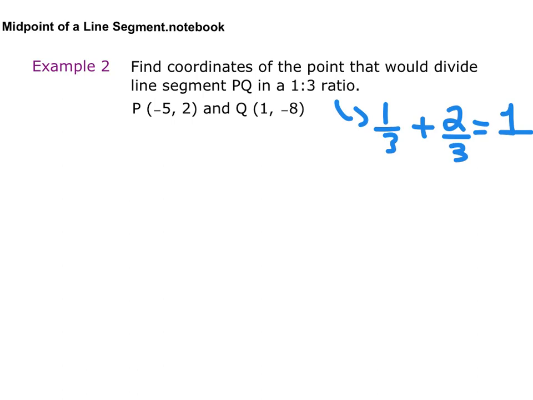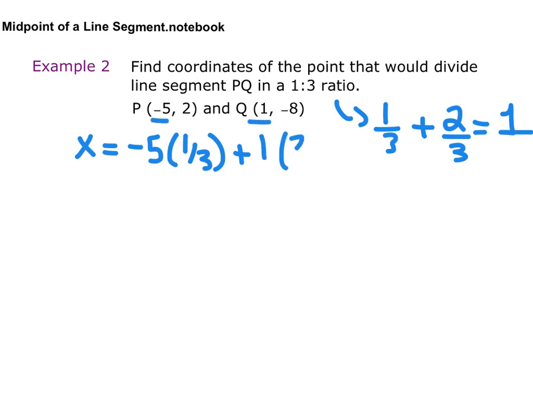So what we're going to start with is looking at the x values. Okay. So when we're looking at the x values, what we're going to be saying is that we want to know what is 1/3 of the first value, but we also want to know what is 2/3 of the second value.